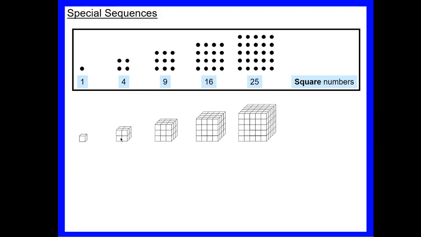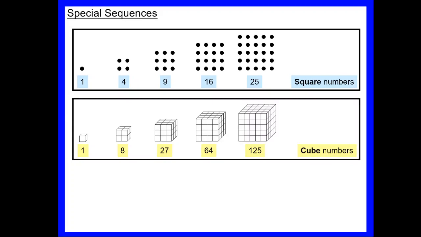To make another cube, remembering a cube, all 3 sides need to be the same size. So 2 by 2 by 2. We would get 8 small cubes to make that. Then 27, 64 and 125. So again, a pictorial representation of our cube numbers.